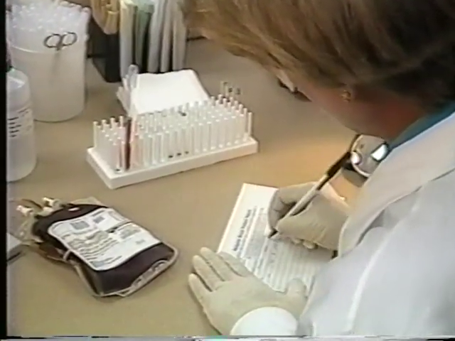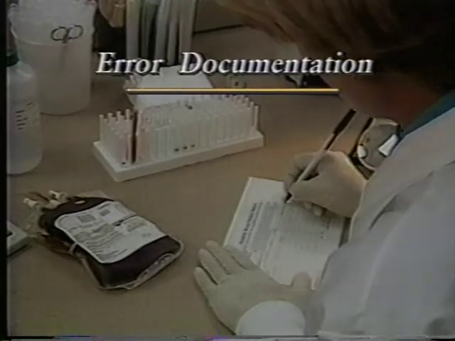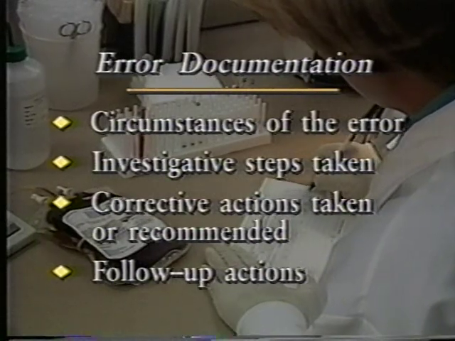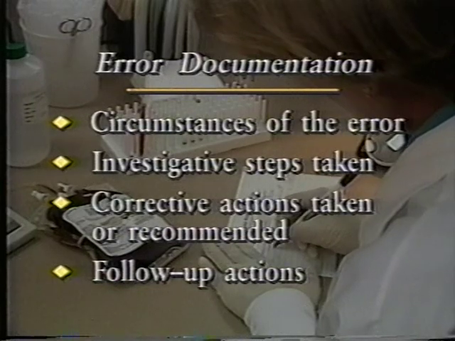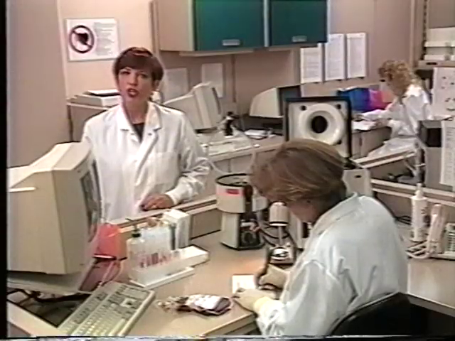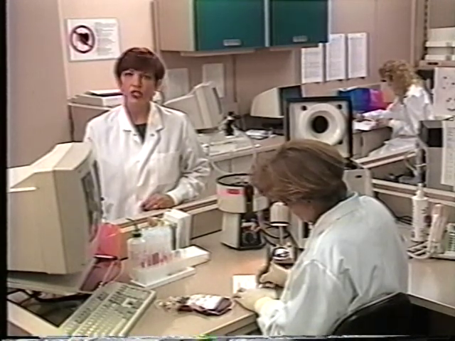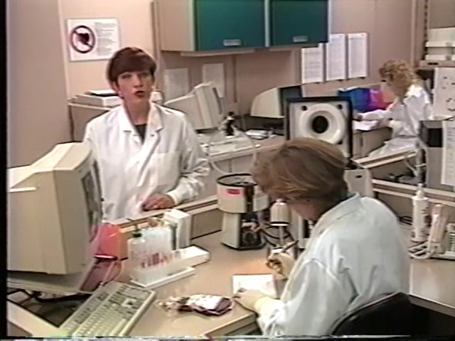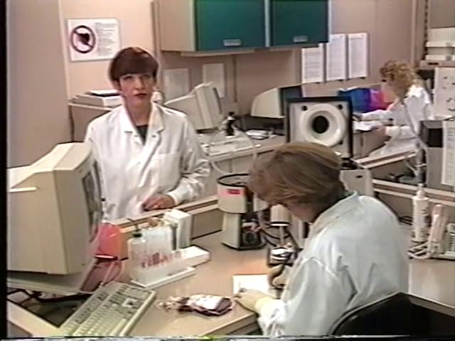Documentation forms used for errors and accidents should include space for a complete description of the following: the circumstances of the error, the investigative steps taken, any corrective actions taken or recommended, and any follow-up actions taken. There should also be a system to track errors and accidents. Usually, each occurrence is recorded in some sort of log. It is important to remember that such logs are subject to FDA inspection.